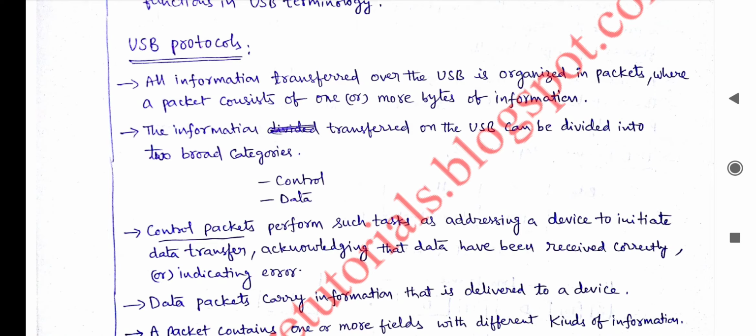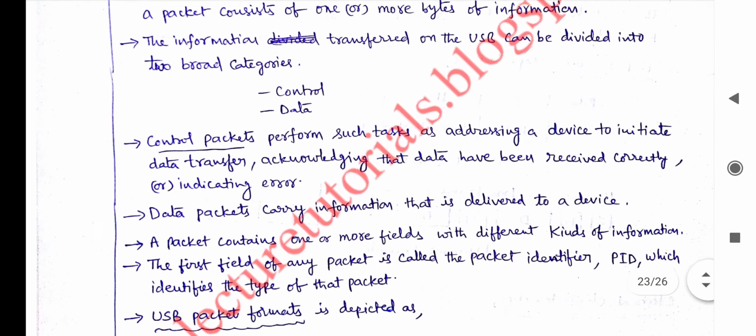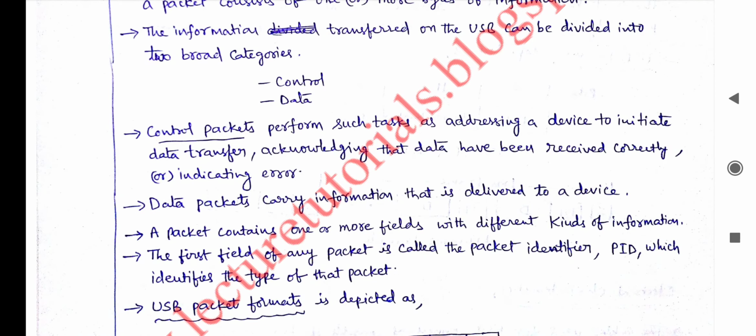The information transferred on the USB can be divided into two broad categories. They are control and data. Okay, control and data. Control packets perform such tasks as addressing a device to initiate a data transfer, acknowledging that data have been received correctly, or indicating error.